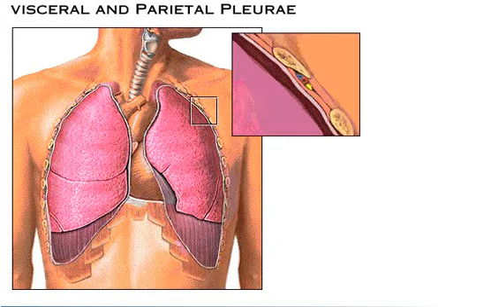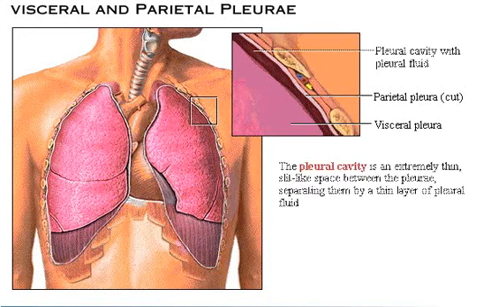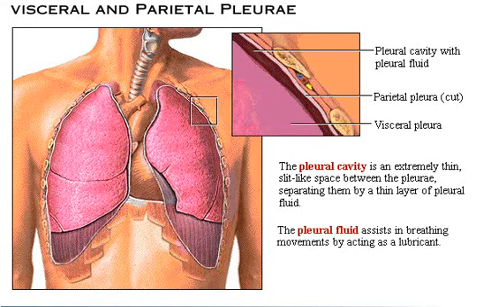Now that the anterior portion of the parietal pleura has been removed, we can see the visceral pleura, which covers the surface of the lungs, and the cut edges of the parietal pleura. The pleural cavity is an extremely thin, slit-like space between the pleurae, separating them by a thin layer of pleural fluid. The pleural fluid assists in breathing movements by acting as a lubricant. Click a lung to see the posterior portion of the parietal pleura.